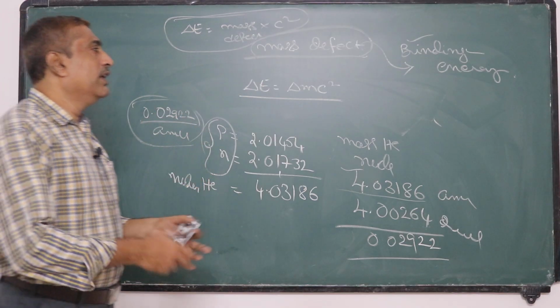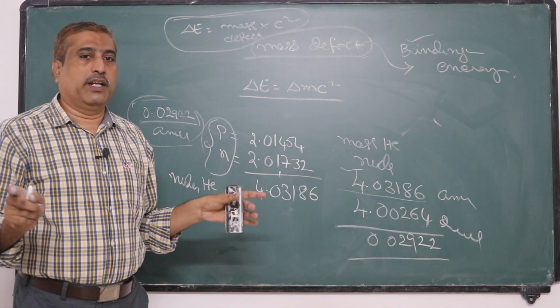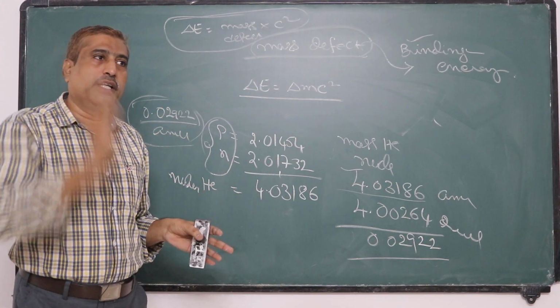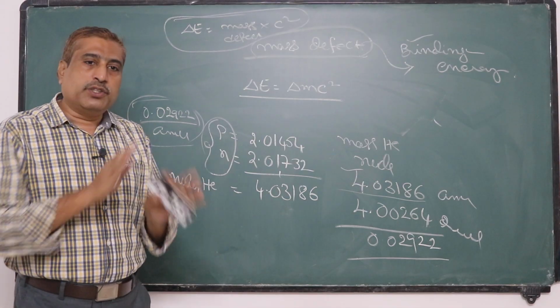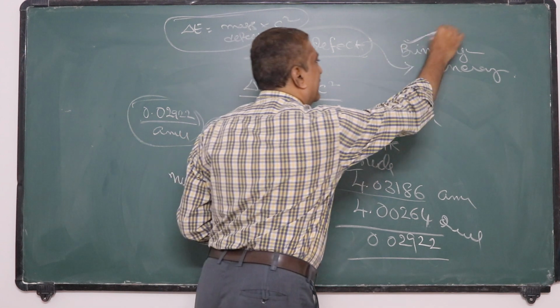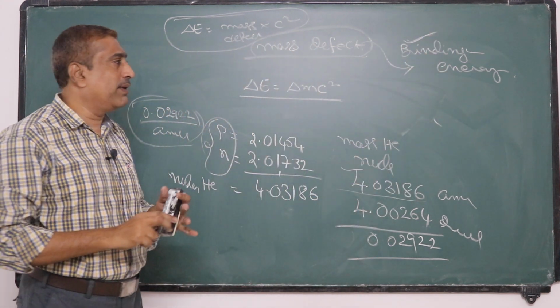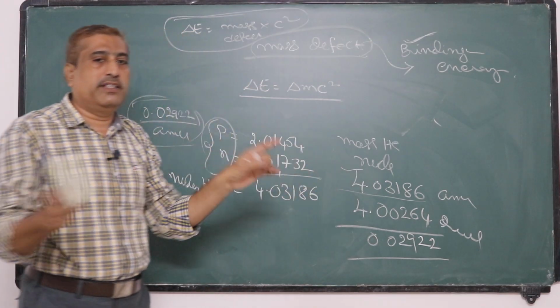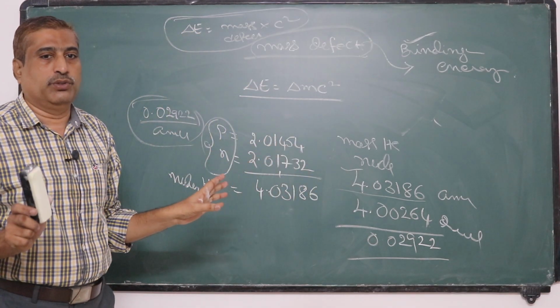Similarly, we can define it in reverse: to separate the nucleons of a nucleus, that means to split the nucleus into its constituent nucleons, the energy required is also called binding energy. If we supply the same amount of binding energy to a nucleus, we can split the nucleus into its constituent nucleons.